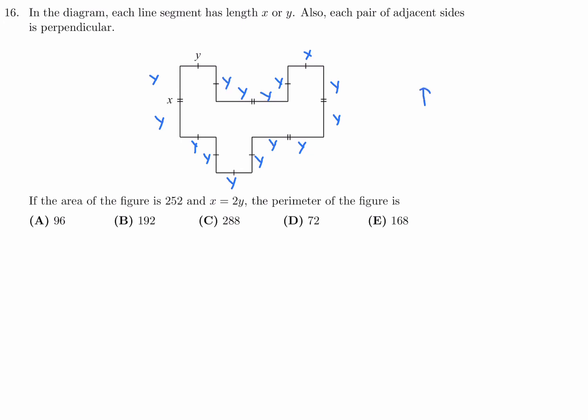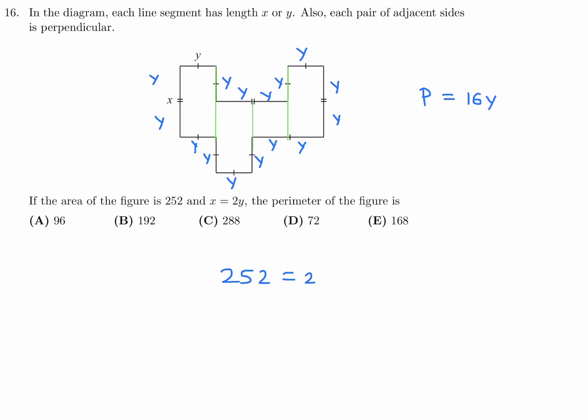Okay, so the perimeter, let's count all the y's here. 1, 2, 3, 4, 5, 6, 7, 8, 9, 10, 11, 12, 13, 14, 15, 16 y. Okay, and the area is 252. So I think I can figure out the area by just chopping this into segments like this. Now we can figure out the value of at least one of these letters, x or y.